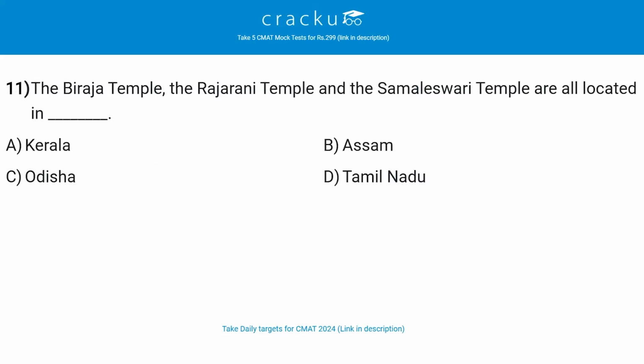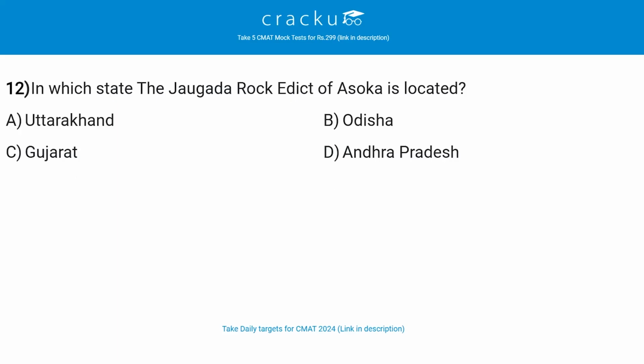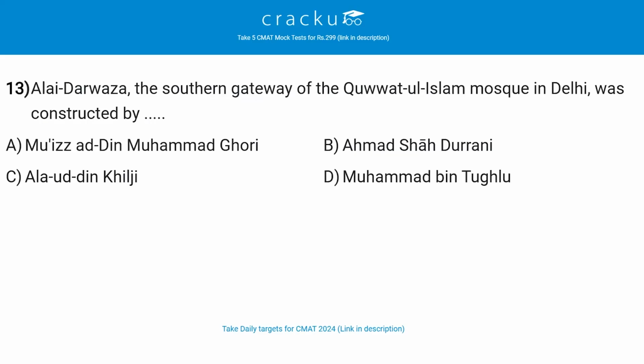Next question. The Biraja temple, the Raja Rani temple and the Samaleshwari temple are all located in option C, Odisha. In which state is the Jaugada Rock Edict of Ashoka located? The answer is Odisha. Alai Darwaza, the southern gateway of the Quwwat-ul-Islam Mosque in Delhi, was constructed by Alauddin Khilji.